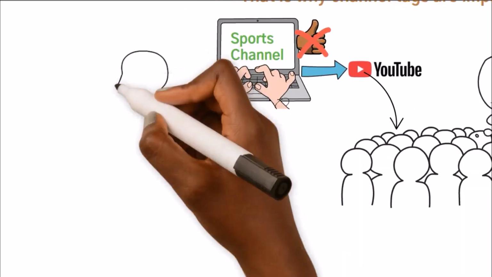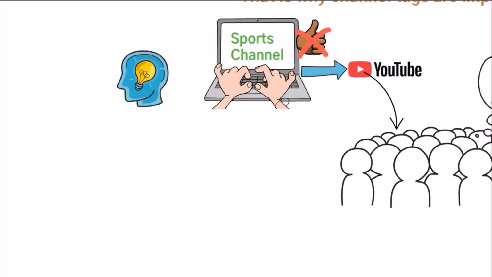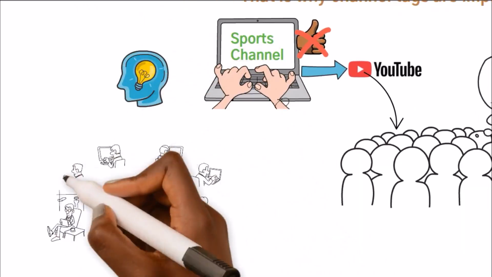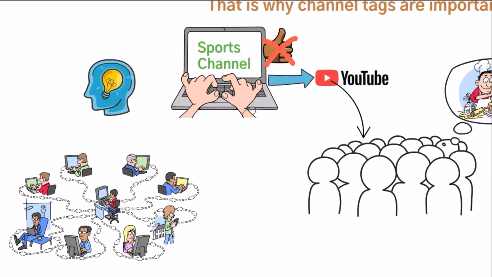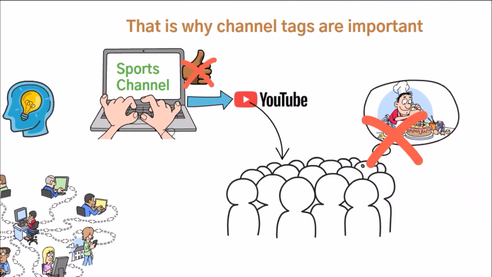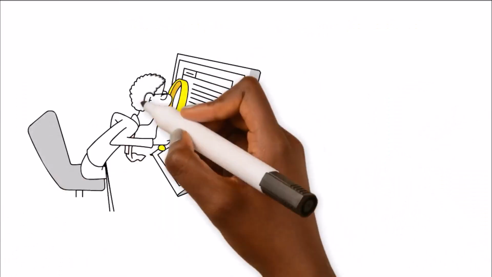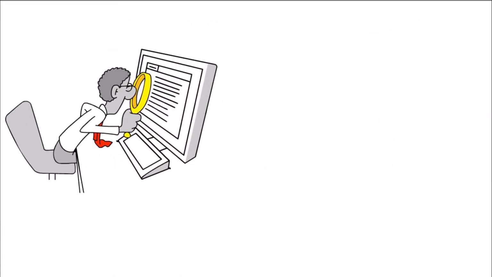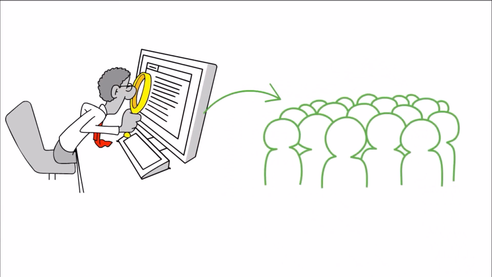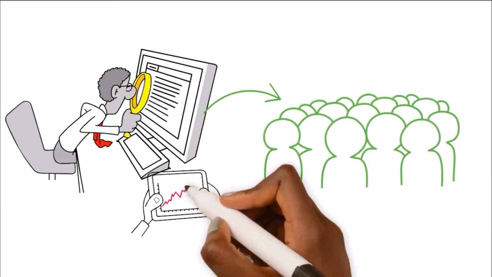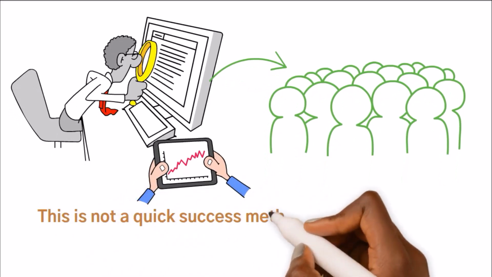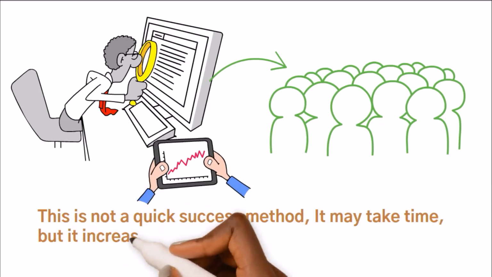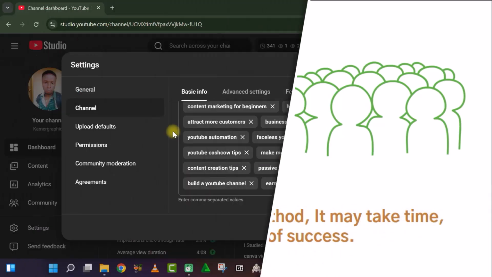They help YouTube understand what your channel is about, and this helps link your channel to other similar channels. So when next you post a video, instead of YouTube showing it to the wrong viewers, YouTube will scan your channel tags and push your video to the right audience. This helps your channel grow properly. It's important to note that this is not a quick success method. It may take time, but it increases your chances of success.